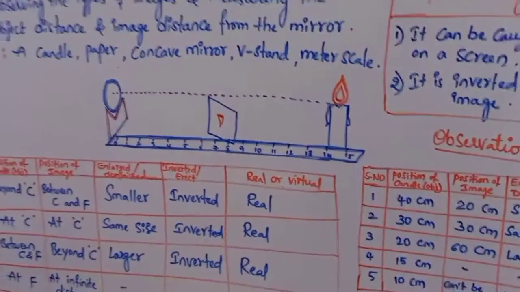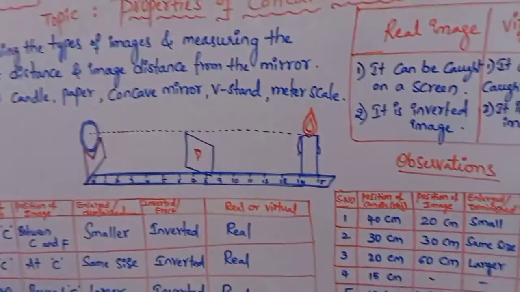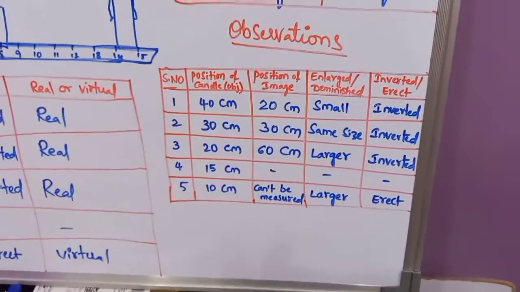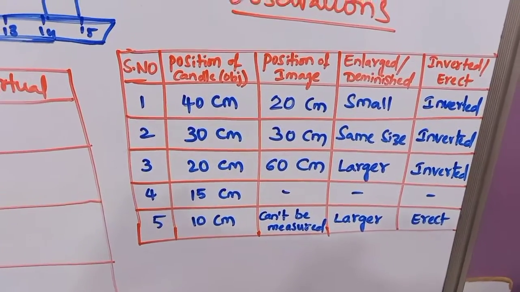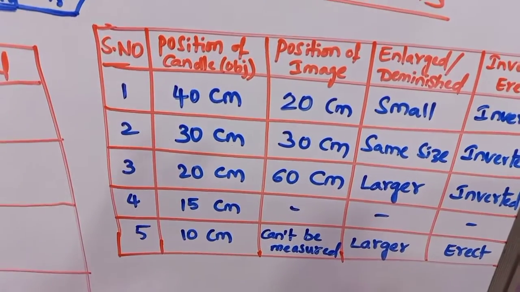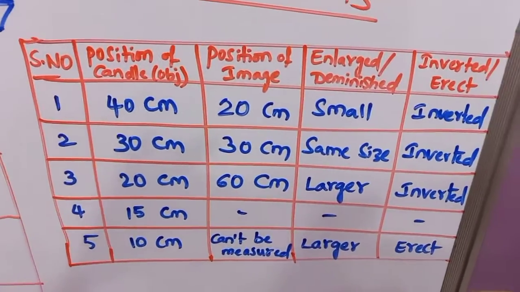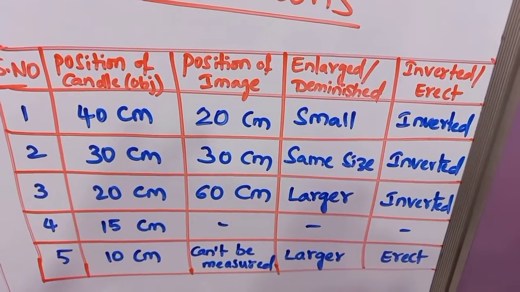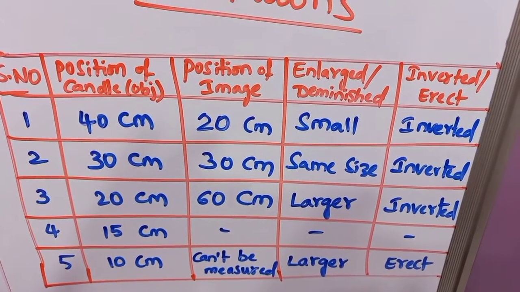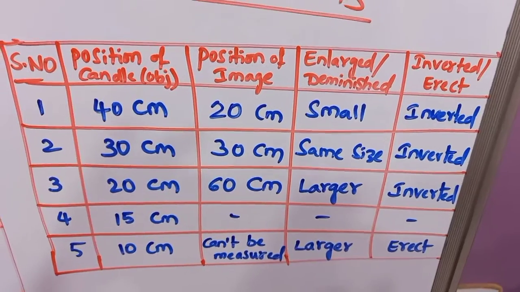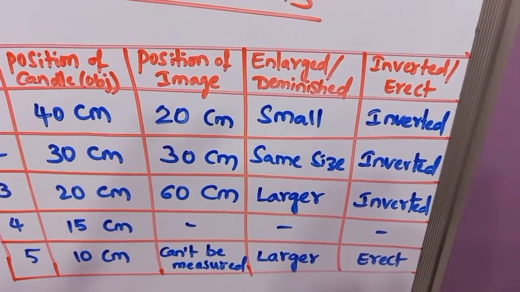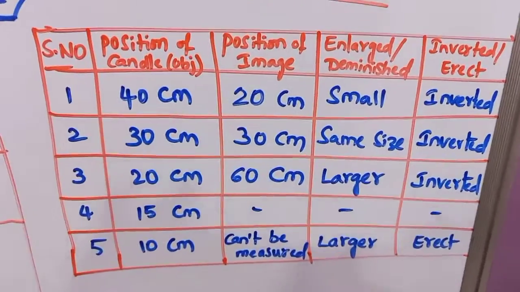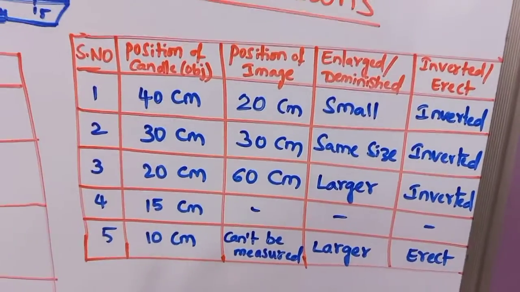what are the observations we have observed? We have to note them down. So in this experiment, here I have written the observations. Serial number, position of the candle or position of the object, position of the image, and whether we got an enlarged image or diminished image. Enlarged in the sense a larger image, diminished in the sense a smaller image. Whether it is inverted or erect. So all the details we must note down in a small table like this.